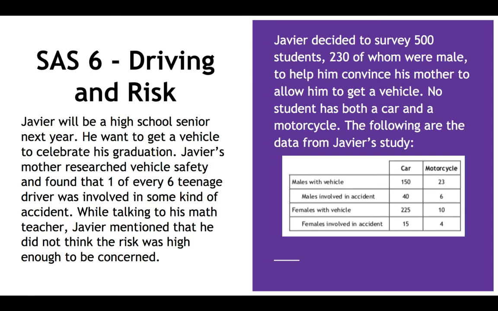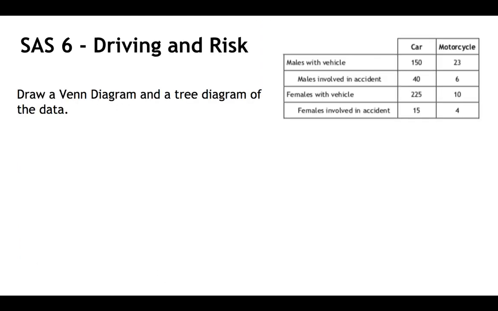No student has both a car and a motorcycle, and these are the results of the study and the data that Javier had actually collected. So we have 4 rows: males with vehicles and males involved in accidents, females with vehicles and females involved in accidents. Now remember, he surveyed 500. I'm pretty sure that these totals do not add up to 500, and we'll look into that in a minute. So let's draw a Venn diagram and a chi diagram of each of the data.